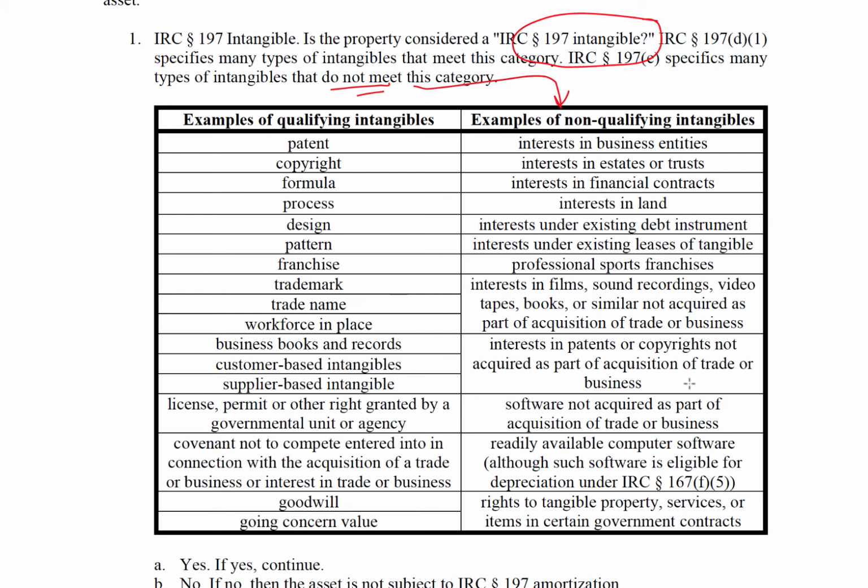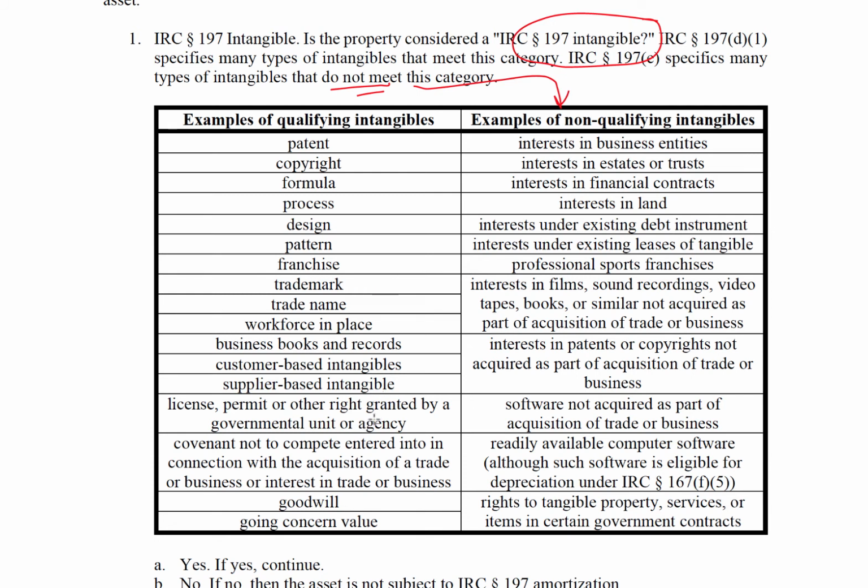Supplier-based intangibles. So if you have some type of relationship with your supplier. The customer base deals with relationships and market share and stuff like that. Suppliers, if you have relationships with suppliers. Licenses, permits, or other rights granted by a governmental unit or agency. Covenants not to compete are part of the intangibles that can be amortized, not depreciated. Depreciation's for, again, tangible property.